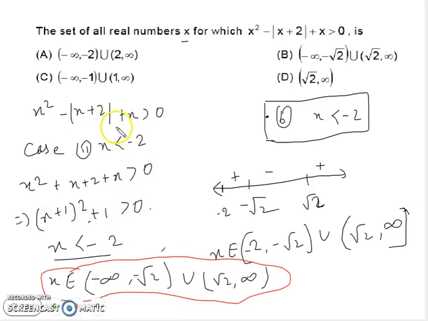Now I am going to check which option is correct. So option B is correct.